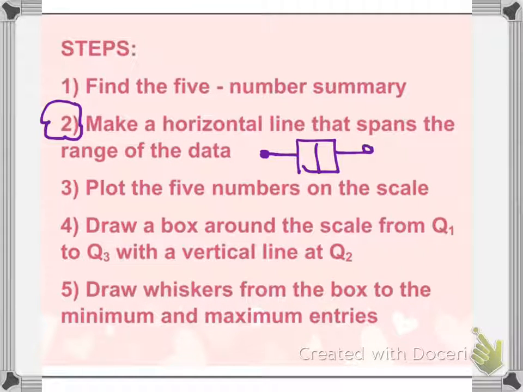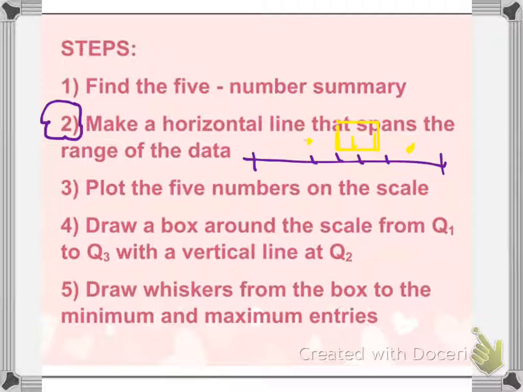So the first thing you have to do is make a line graph that spans all of your data, from your lowest number all the way up to your highest number. Then you plot your 5-number summary on the scale. So you're going to have a minimum, a maximum, and you're going to have your 3 quartiles in the middle. The quartiles are what make the box, and the median makes the line in the middle of the box. And then your minimum and your maximum make your whiskers.